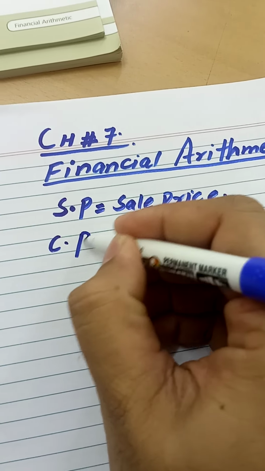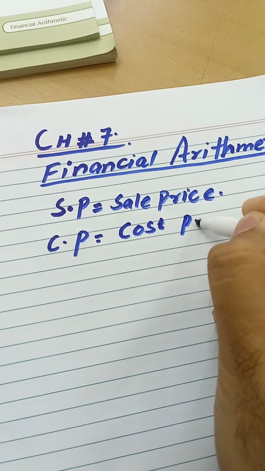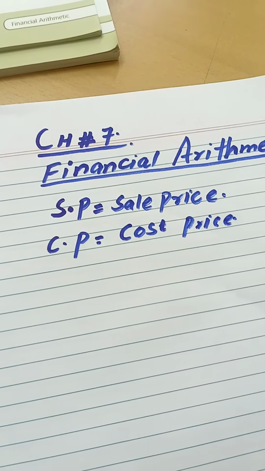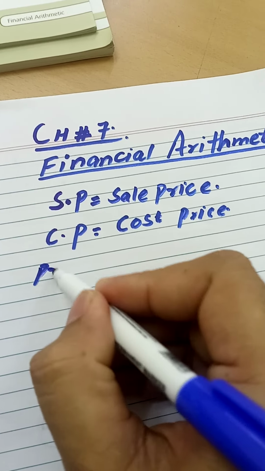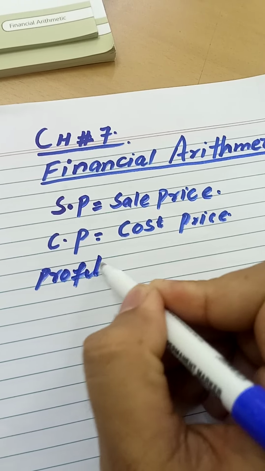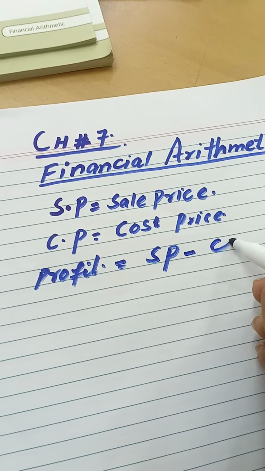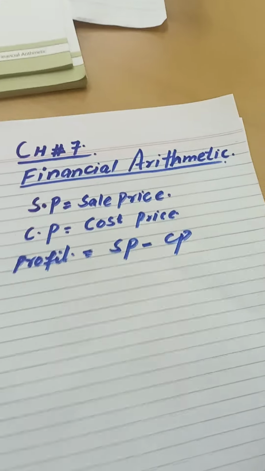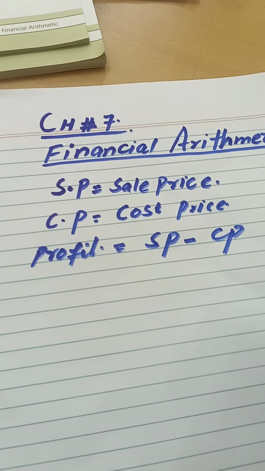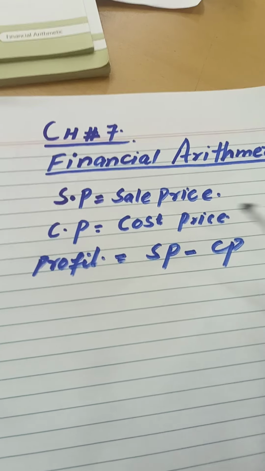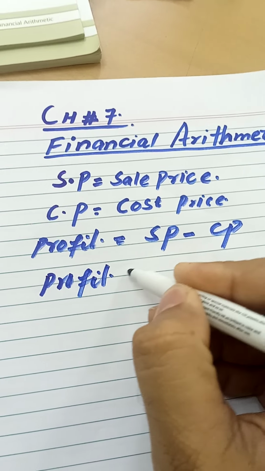Then CP means cost price, the price at which you purchase anything. Sale price is the price at which you sell anything. Then you know profit. When your sale price is bigger than cost price and you subtract cost price from the sale price, you get the profit.